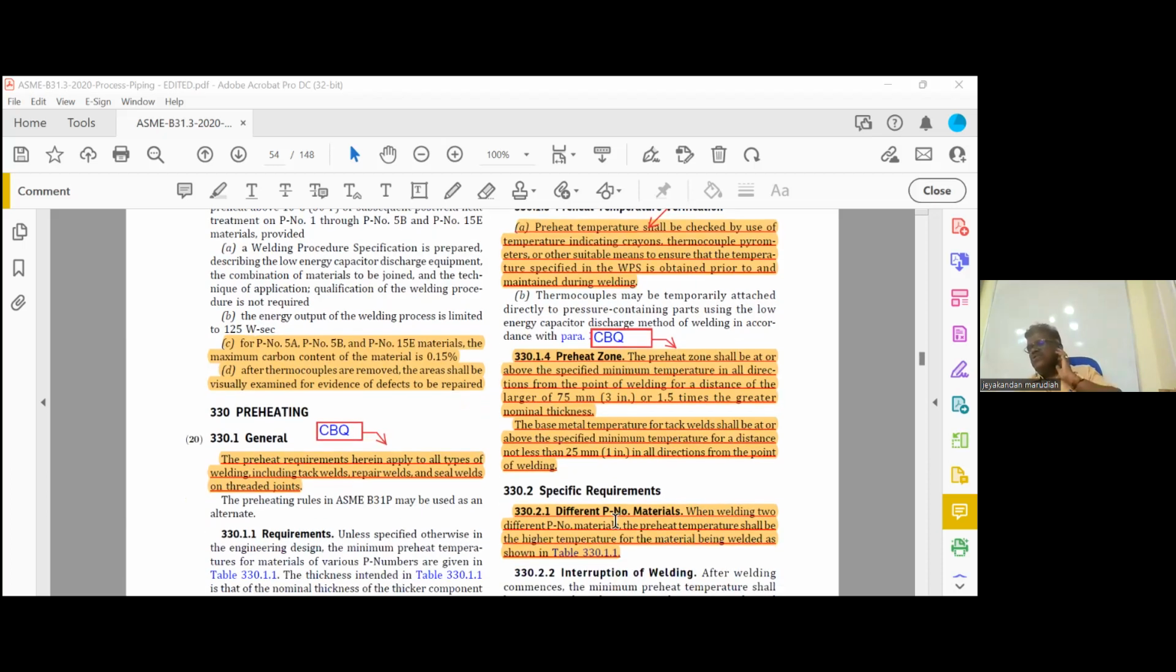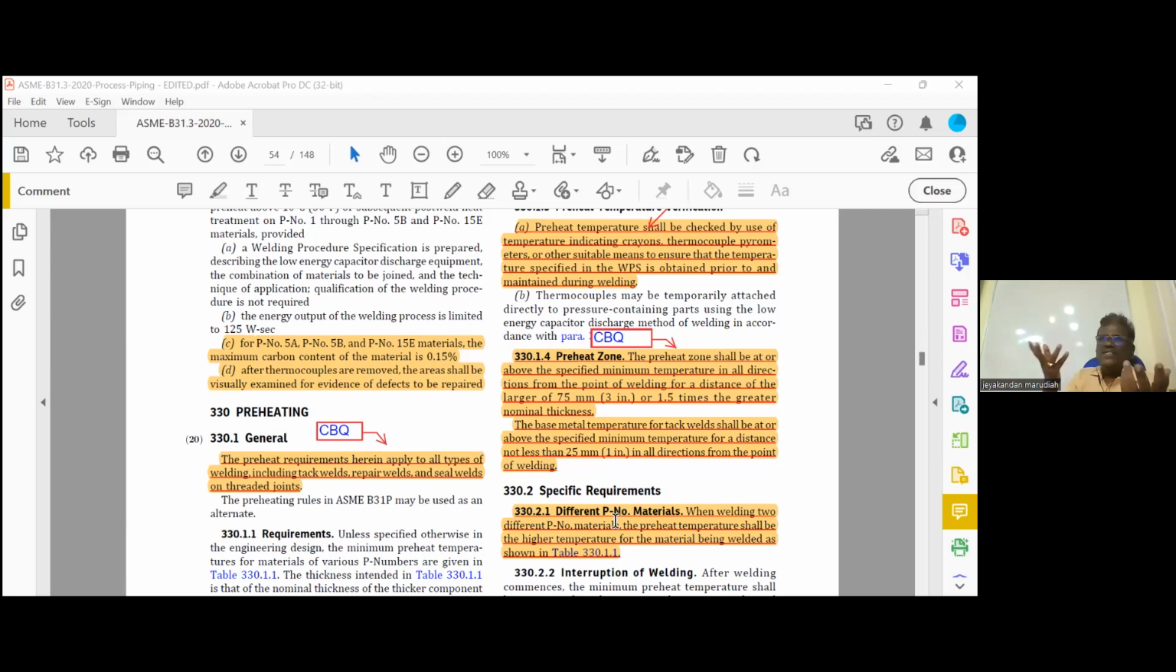Now, suppose you have different P number materials. Now understand this is the basic in all courses. There is one thing called transition joint. What is meant by transition joint? When you are joining two different thicknesses or two different materials, for example, carbon steel with low alloy steel. Carbon steel needs 200 degrees centigrade preheat, low alloy steel 300 degrees centigrade. Which one do you have to follow? The higher one. Preheat, PWHT, we have to always follow the higher temperature. Okay.